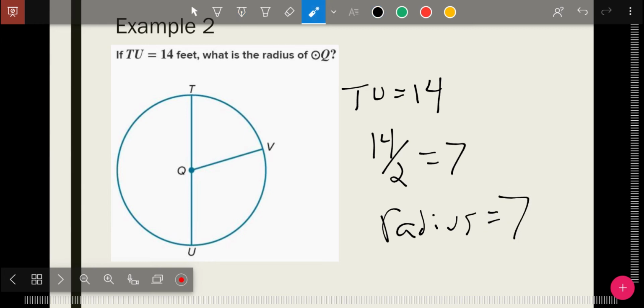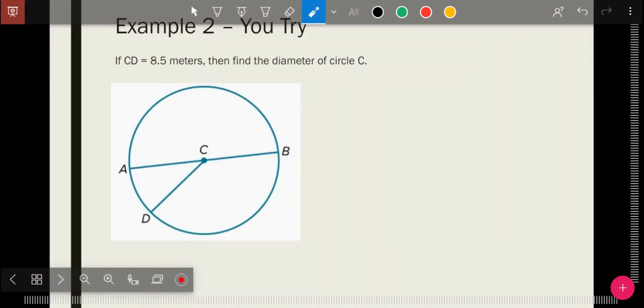Now, what do you know then? QV. QV is 7. Yep. But so is QU. That's a radius. So is QT. That is a radius. So there's 3 different radii in that picture. You give it a try. If line segment, or in this case, CD, radius CD, is 8.5 meters, what is the diameter of circle C?